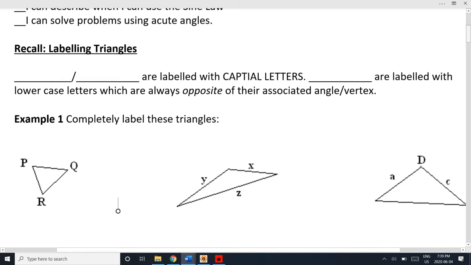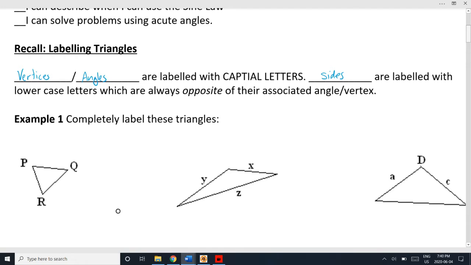Recall labeling triangles. The vertices, or angles, are labeled with capital letters when we are labeling a triangle. The sides are labeled with lowercase letters, which are always opposite of their associated angle or vertex. Let's try labeling some triangles.